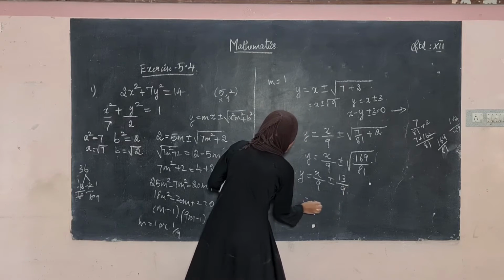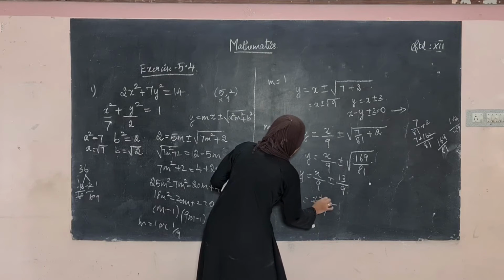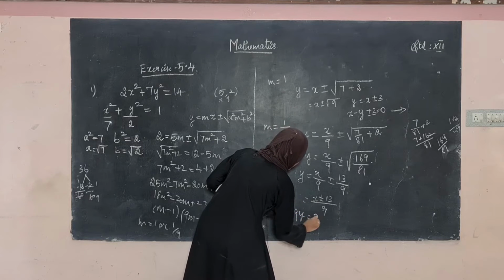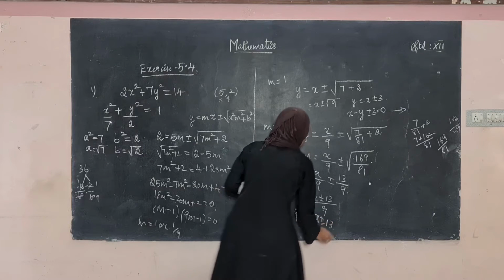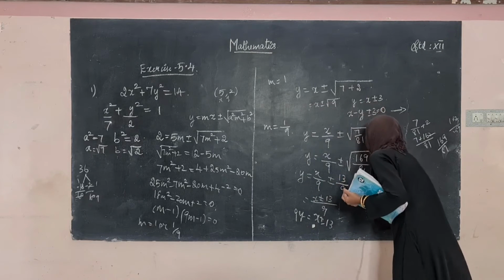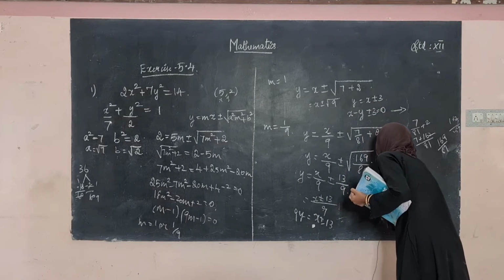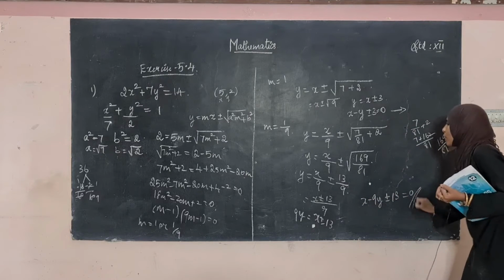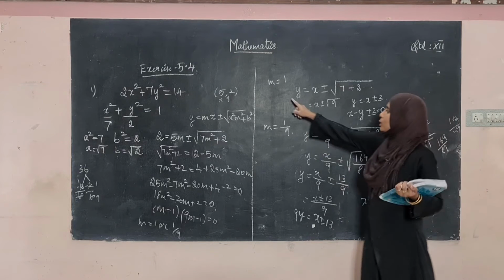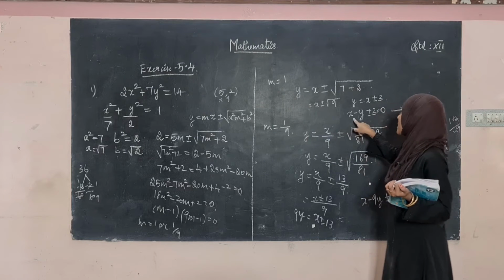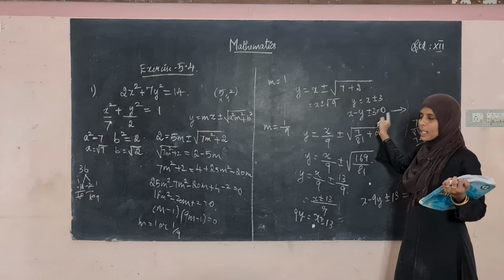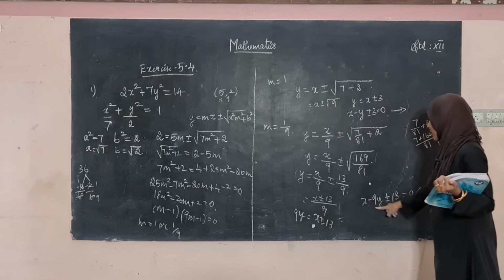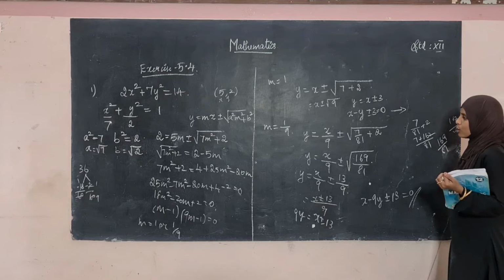Okay, so the LCM is 9. X plus or minus 13. So what happens? 9y will be equal to x plus or minus 13. Now the equation is x minus 9y plus or minus 13 equal to 0. So when the m's value is 1, the two equation of tangents are x minus y plus or minus 3 is equal to 0. When m's value is 1 by 9, the equation of tangents are x minus 9y plus or minus 13 is equal to 0.